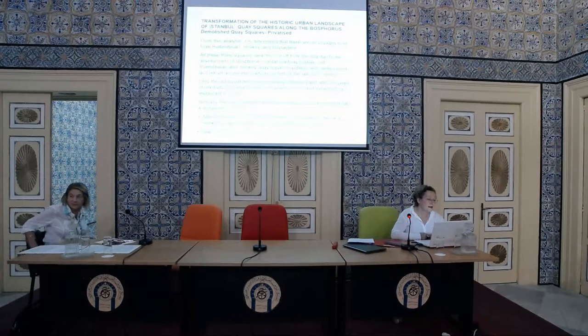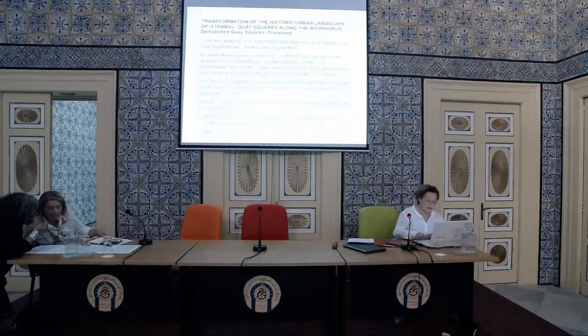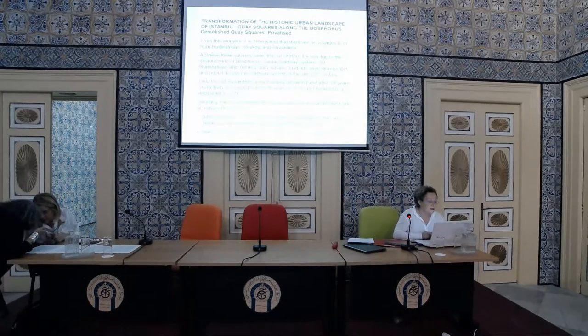From this analysis, it is determined that there is no voyage to or from Rumeli Hisarı, Yeniköy, and Büyükdere. Only the old Büyükdere quay building remained, and after 28 years of inactivity, it was rented out for 36 years in 2013 and turned into a restaurant.